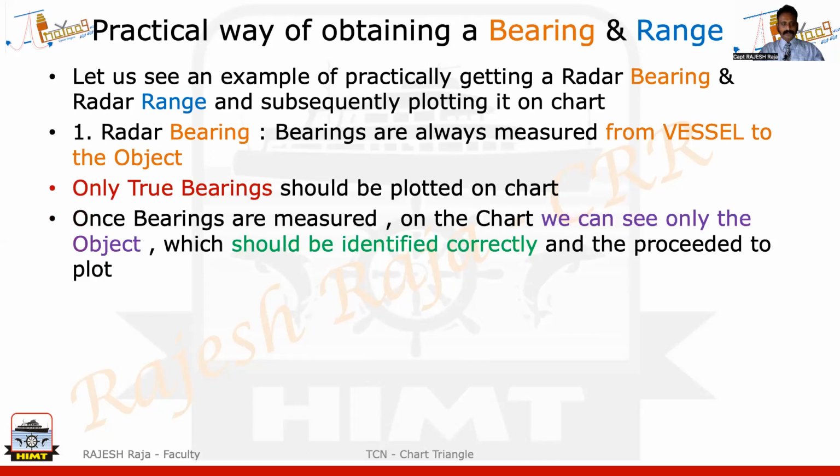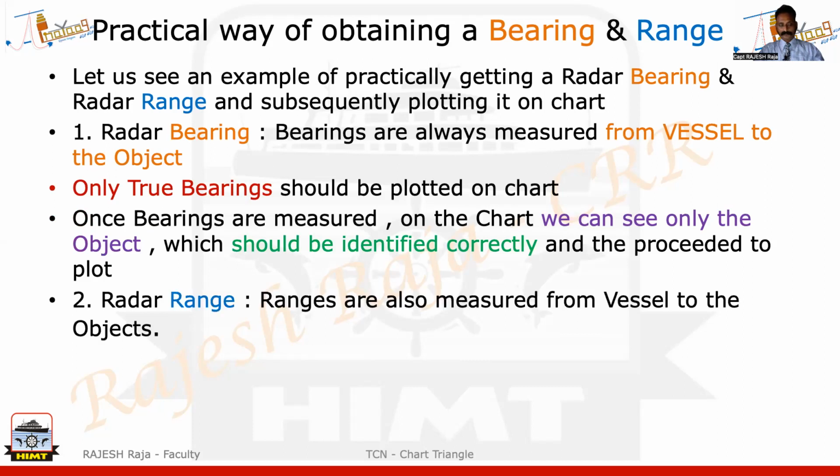Once you get this bearing, when you go to your chart, you have to identify that object positively, otherwise your fixing will be wrong. So you'll have to be careful on that. Same thing will happen to the range also. Ranges are also measured from the vessel to that object using a radar. But please remember, when you go to chart, you don't have your vessel there. So all you have is your object. So you'll be drawing the bearing also from the object in the reverse direction, and you'll be drawing the range also from the object in your chart. Why? Because you don't know where you are.